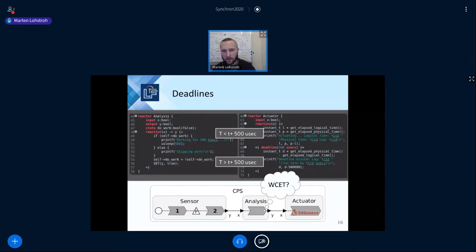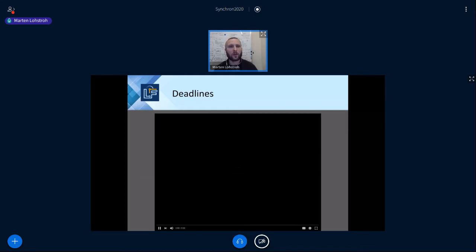Now, with an analysis component that does actual work and an actuator that needs to respond within a bounded amount of time, such as in an emergency braking system, we need to estimate the worst case execution time in order to make sure that the deadline doesn't get violated. But we still have a mechanism to catch it when it happens at runtime. So we can have a look at what our little test program does here.